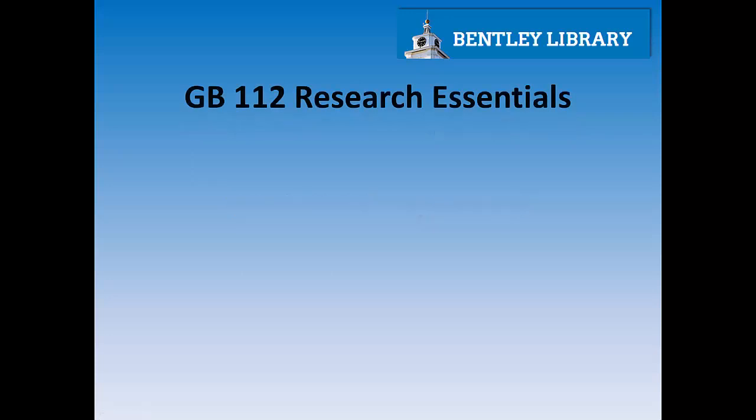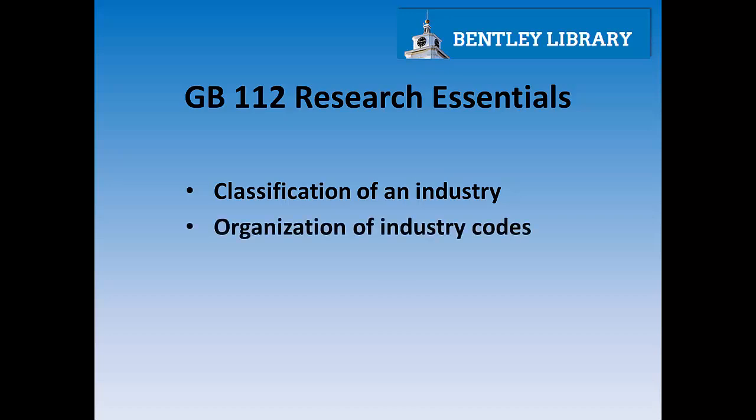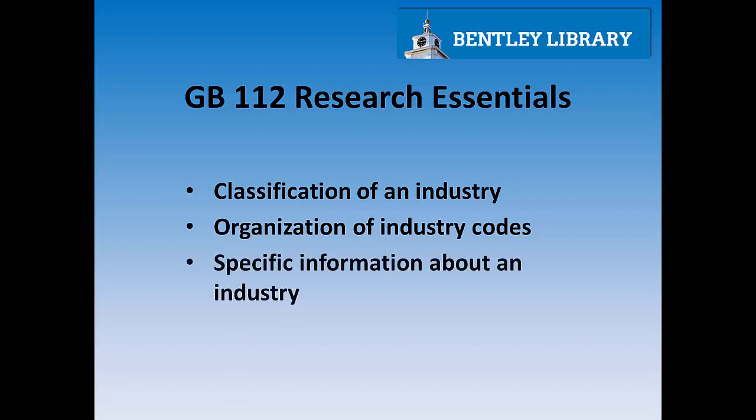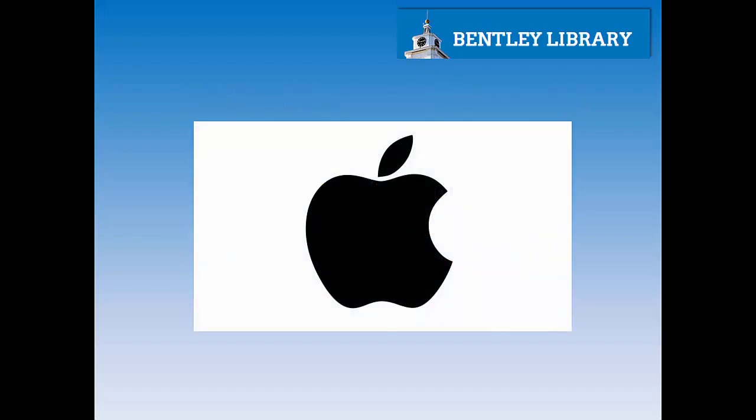In Tutorial 2, we'll examine how to find the classification of an industry, how industry codes are organized, and how to find information about a specific industry using library resources. We will use Apple as our example company to help us understand the many aspects of industry research.